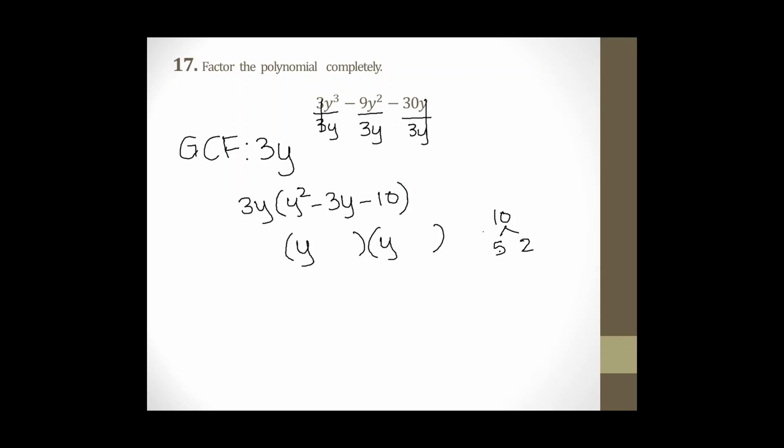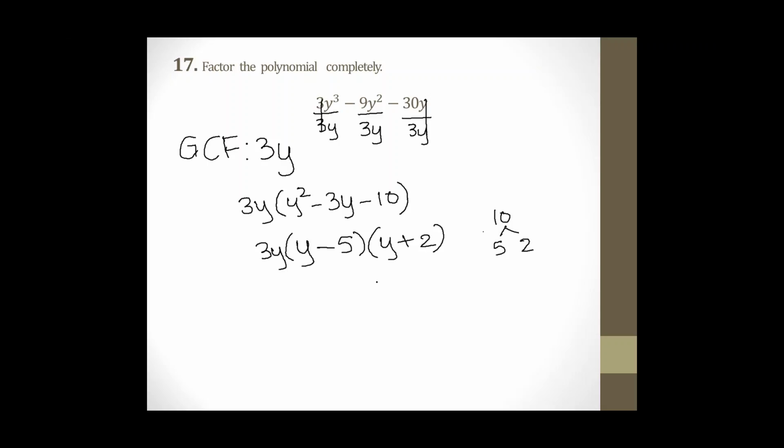So 5 plus negative 2 will give me positive 3. But I need to get negative 3, so I'm going to say negative 5 plus 2 will give me negative 3. So I'm going to have y minus 5 times y plus 2. And then don't forget your 3y that we factored out in the beginning. And so now we have our factored form here. And like I said before, if you're not quite sure, you can always distribute and multiply it all together to make sure that you get your original polynomial that was given to you.